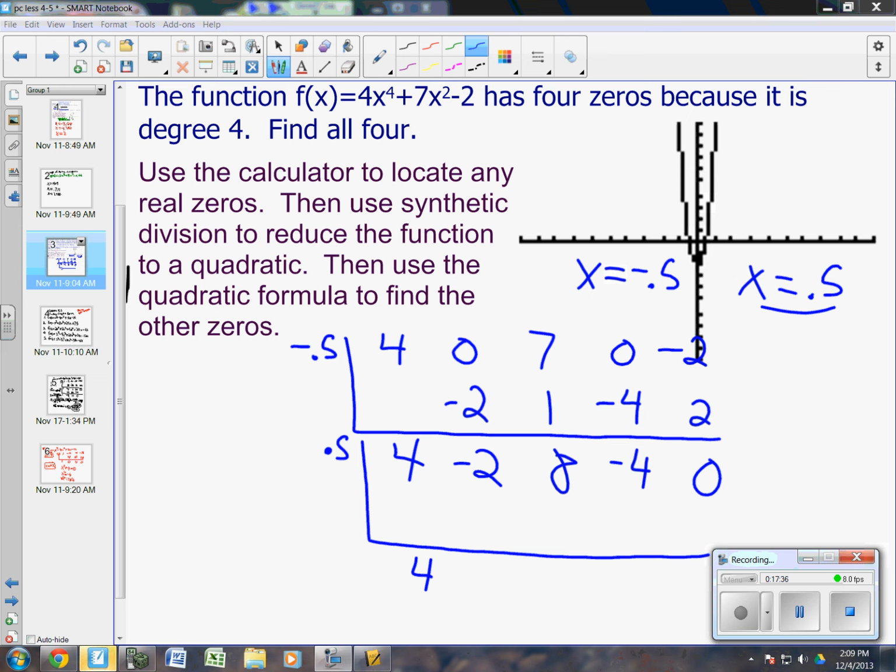So half of 4 is 2. Oh, this problem's going to work out nicely. Add those together and you get 0. 0.5 times 0 is 0. Add, I get half of 8 is 4. Add, I get 0. Should I get 0 there? It wouldn't matter, they're going to be 0 anyway, because 0.5 times 0 is 0, and add 2 zeros together, you get 0, right? Our remainder is 0. So this 4 is the coefficient for what?